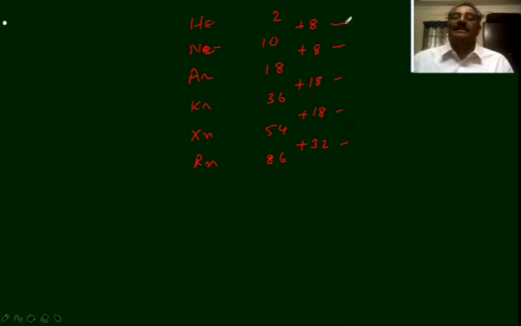The second and third periods have 8 elements each, the fourth and fifth periods have 18 elements each, and the sixth period has 32 elements. So by adding 8, 8, 18, 18, 32, we get the atomic numbers of the other noble gases like this. Now let us go to the question. What are the atomic numbers of elements present in the group of 10th element? 2, 10, 18, 36, 54, 86.